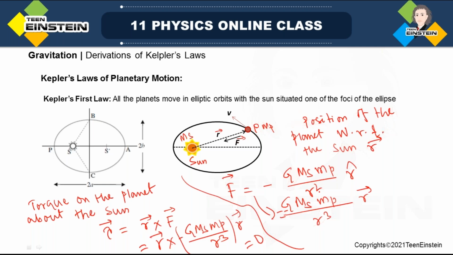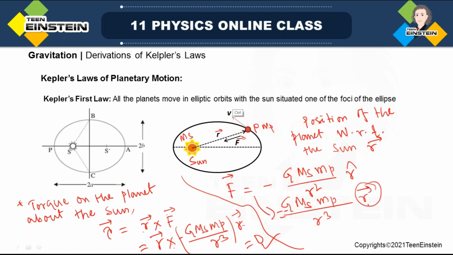Okay, so look, if I want to calculate the torque on the planet about the sun, then I can write tau is equal to r cross F. Now F also contains the r vector, so since F and r are both in the same direction, look here, this has r vector, here is also r vector. So this r cross r, since the angle between them is 0, gives sine 0, which is 0. So the torque on the planet about the sun is 0.